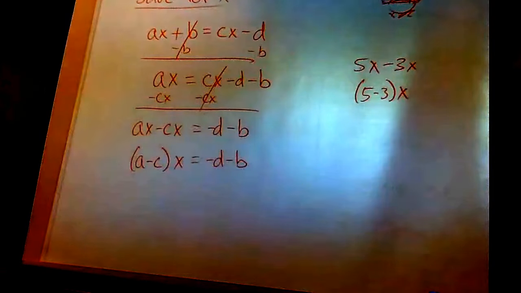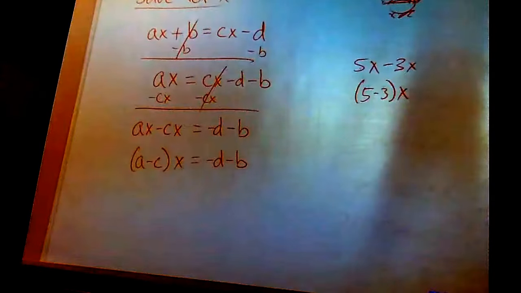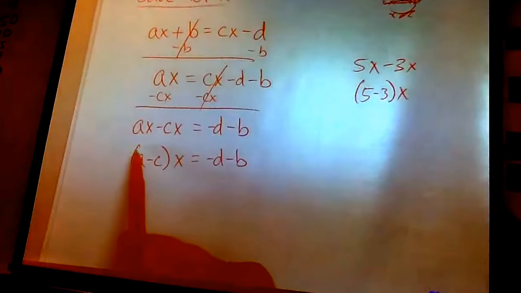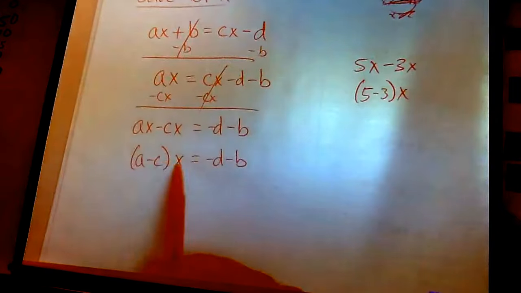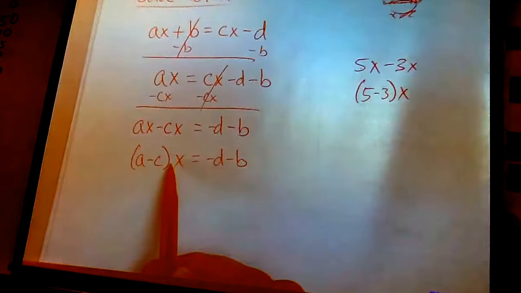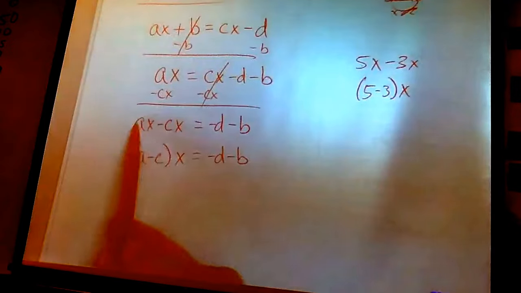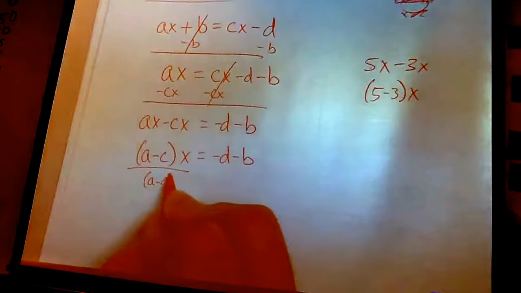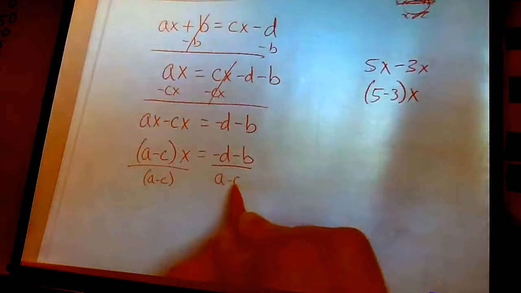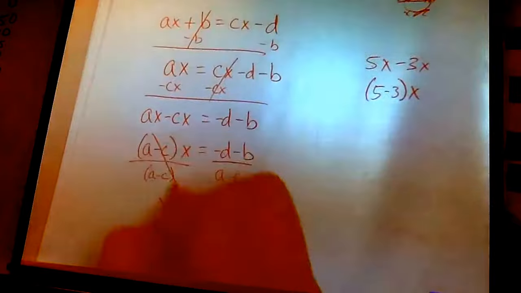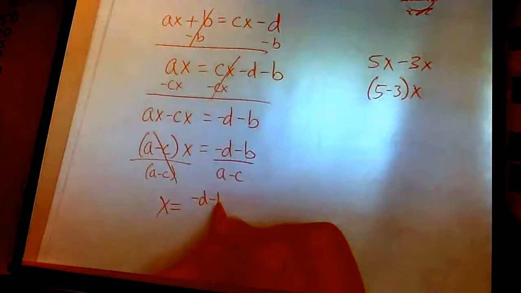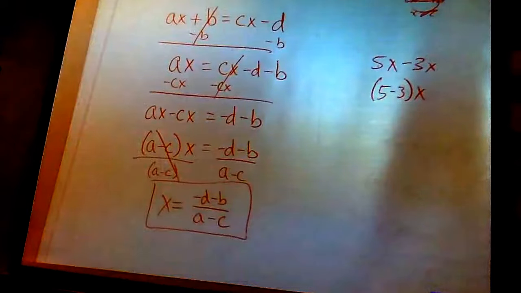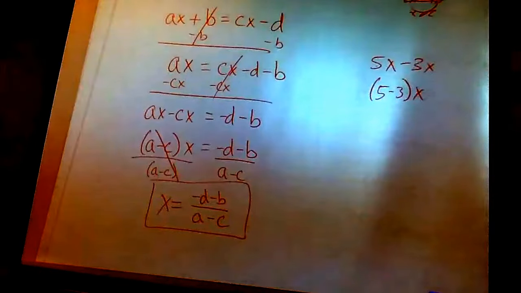And now you divide by a minus c. Have you solved for x? Can you divide by a minus c? Yeah. If you have a number outside parentheses, doesn't that mean multiply? No, you don't want to distribute, because then you're going to go back to this. You're going to divide. So you'll divide by a minus c. And that's the answer. Some weird jumble of letters. x equals negative d minus b over a minus c.